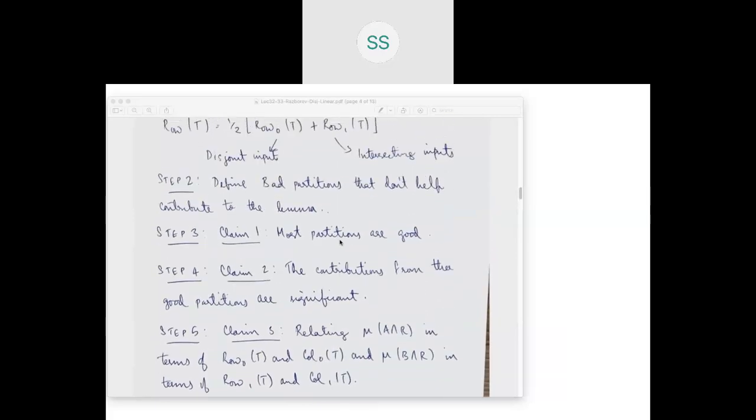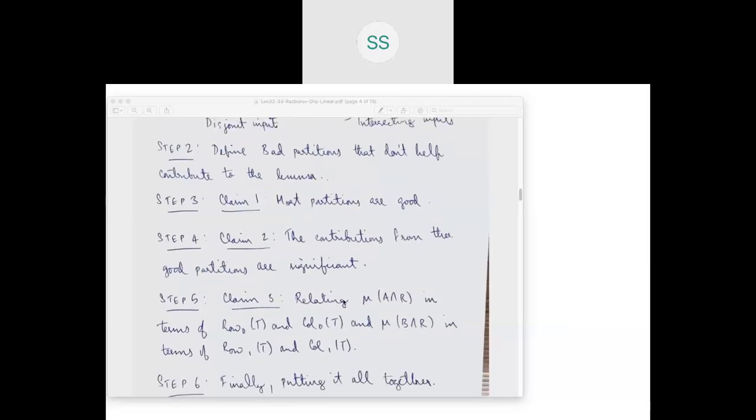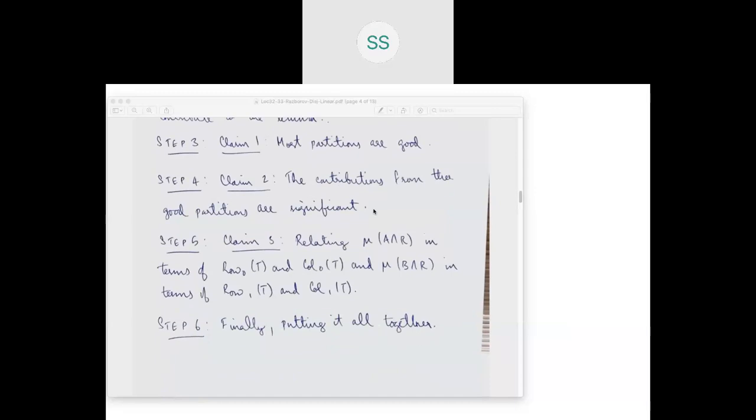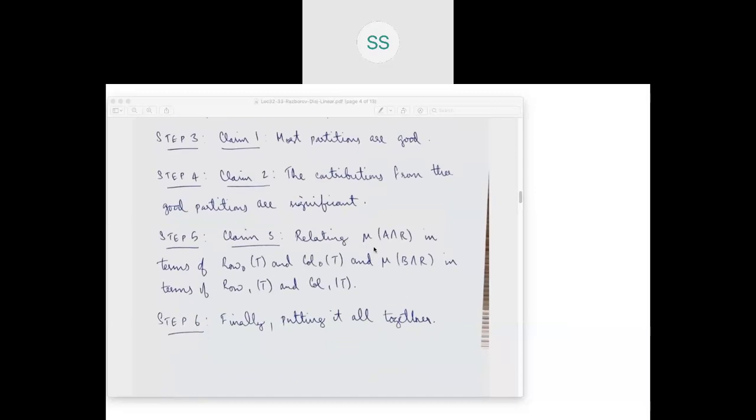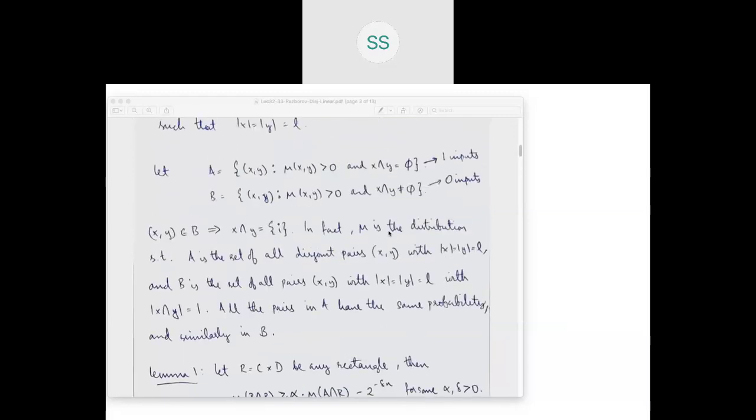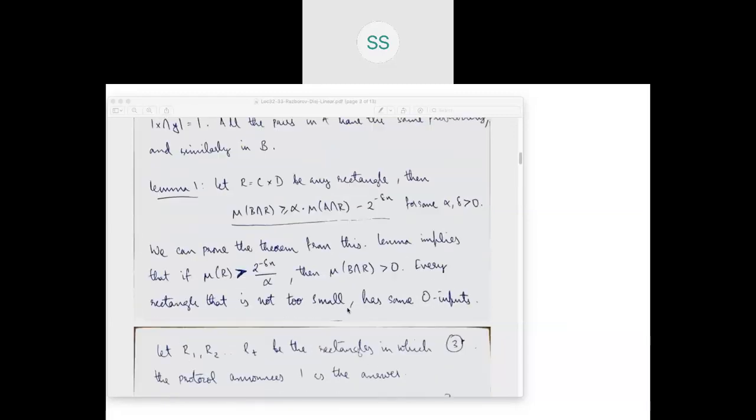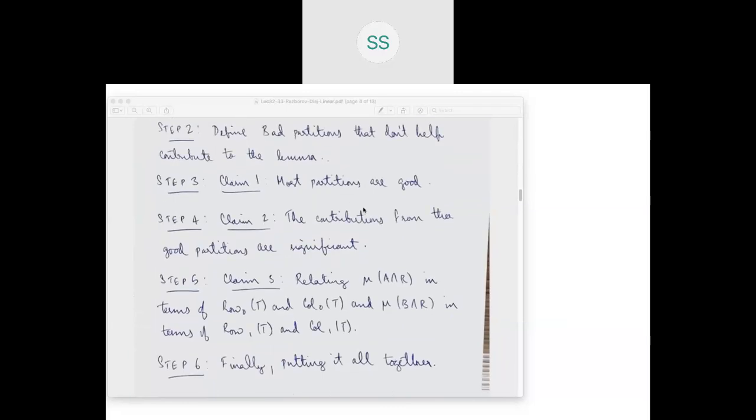Now, we have already seen that most partitions are good, and we have already defined bad partitions, and the relation provided by claim 3 will translate the fact that most partitions are good into the statement of lemma 1, which will say that the collective measure across all partitions of mu B intersection R is at least alpha times mu A intersection R minus something. So this is the roadmap.